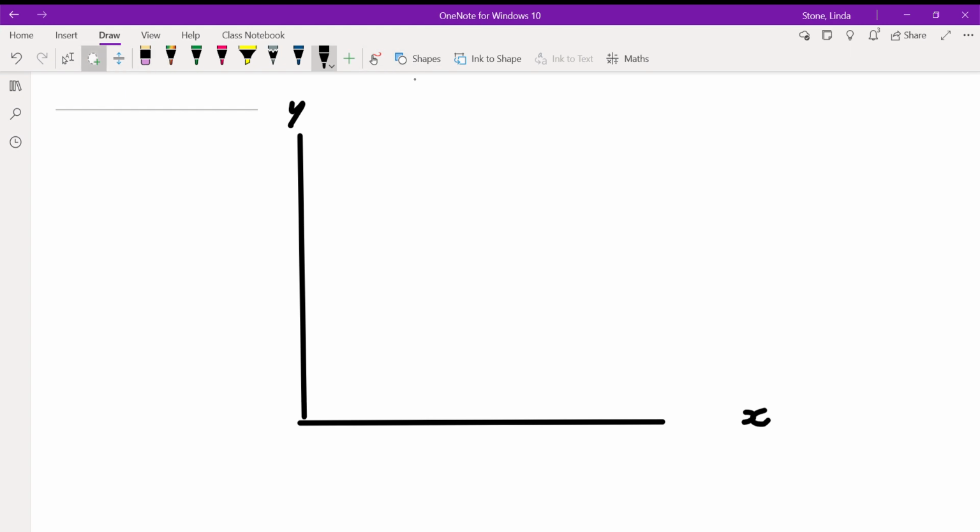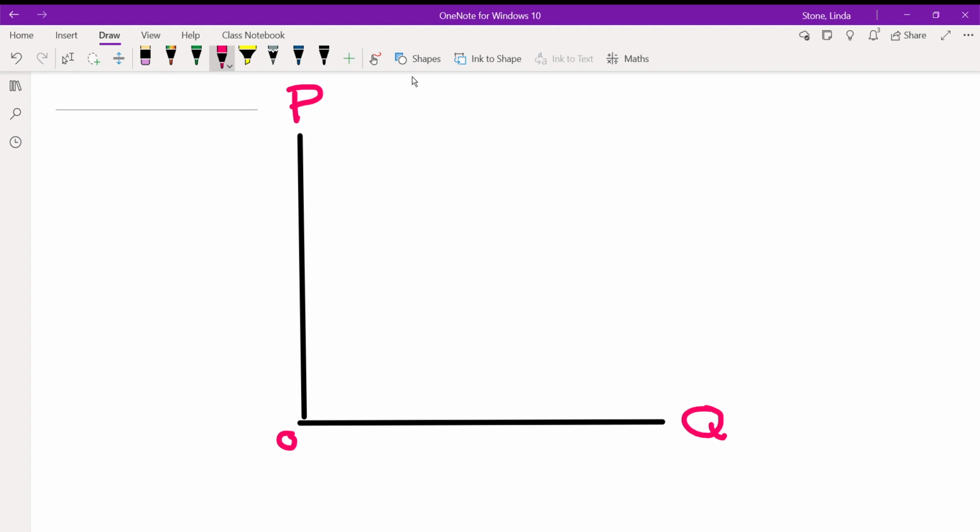But when we draw the demand and supply curves, the vertical axis will indicate the price of the product. And the horizontal axis will indicate the quantity of the product. So we will label these two axes.